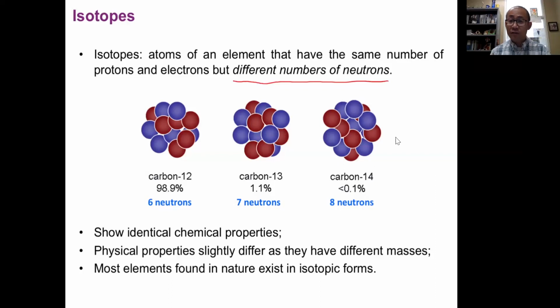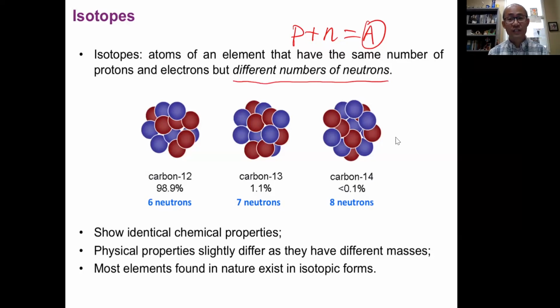Isotopes are the same element because the number of protons will be the same, but the number of neutrons will be different. Now, the number of protons plus the number of neutrons is the mass number. So if the number of protons is the same and the number of neutrons is different, this means these isotopes' mass numbers will be different. For example, in the following picture, I have 3 isotopes of carbon.